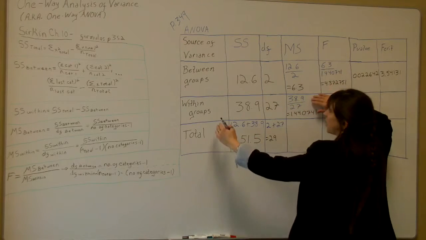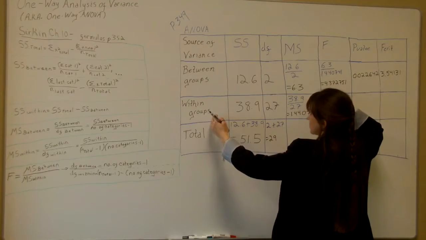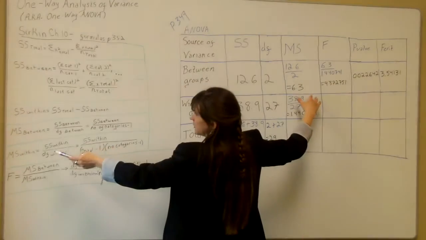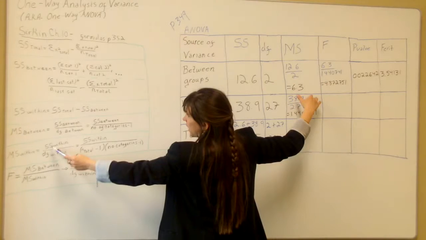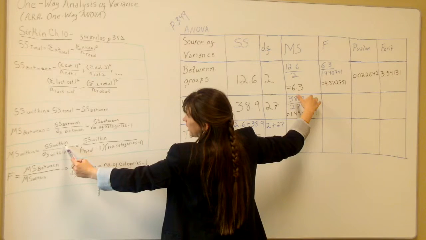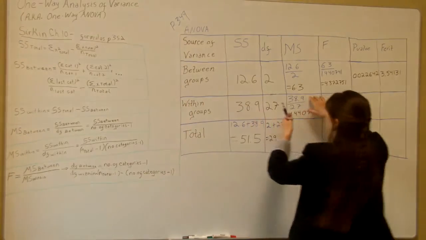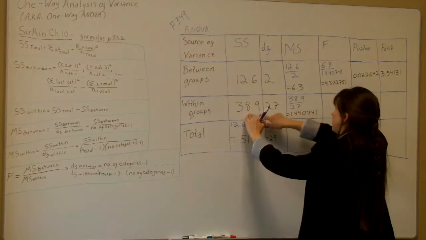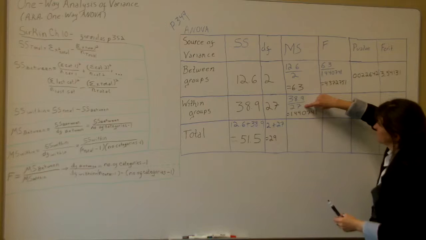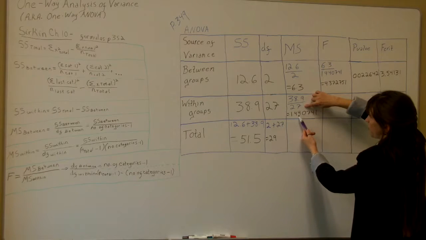Working down, now we go to the within groups. Again, the formula: MS within is SS within divided by DF within. So we work our way across the row. So this is 38.9 divided by 27. That equals 1.440741.